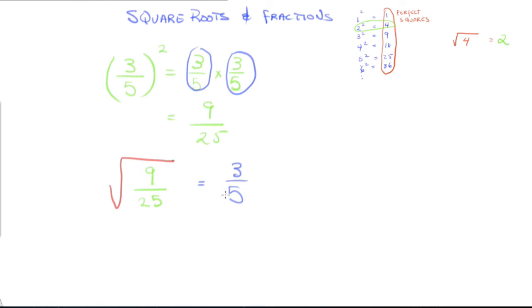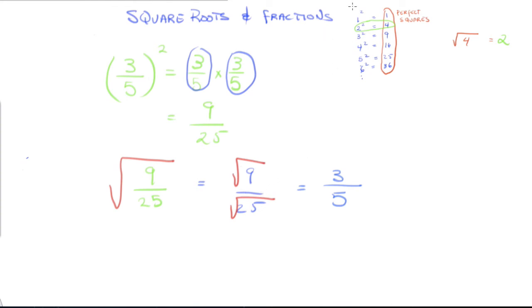But if I didn't know that off the top of my head, then what I could have done is said 9 over 25 and then square root the numerator and square root the denominator. This might make it easier to see that the square root of 9 is 3 over the square root of 25, which is 5.